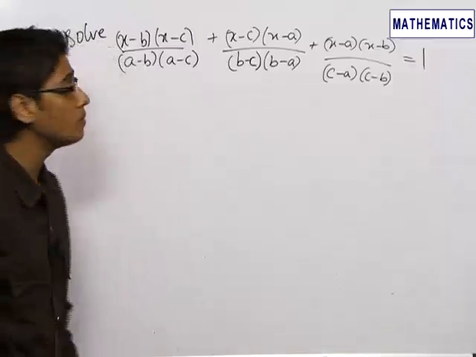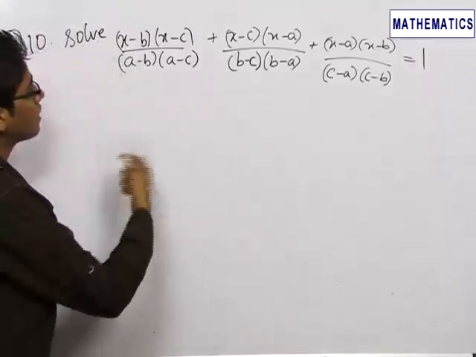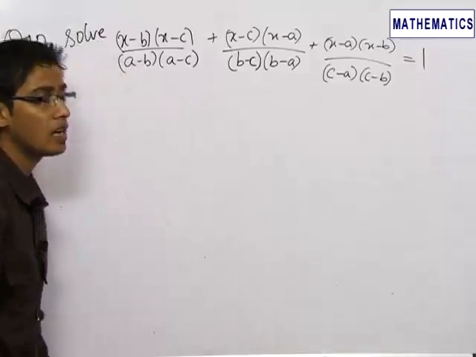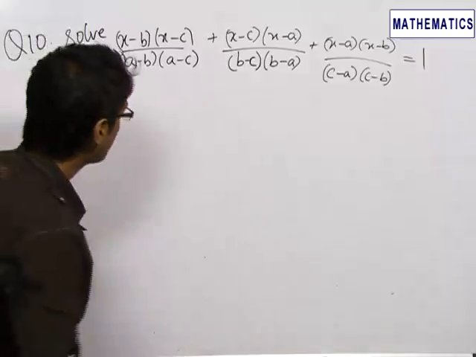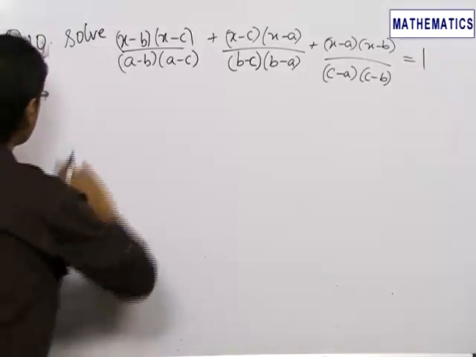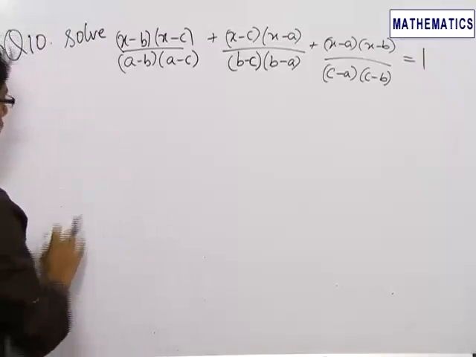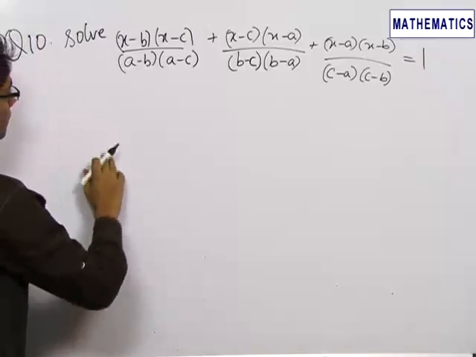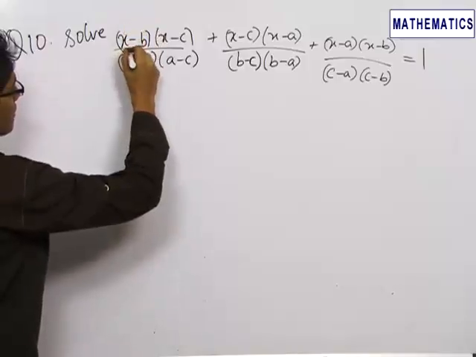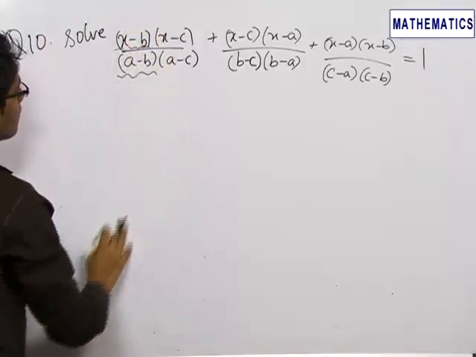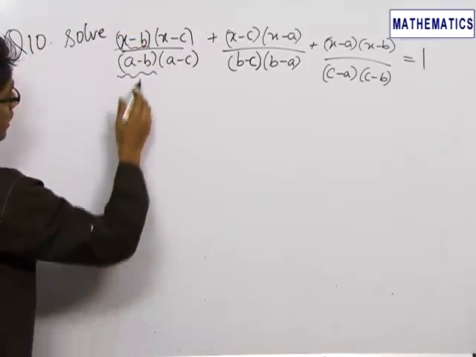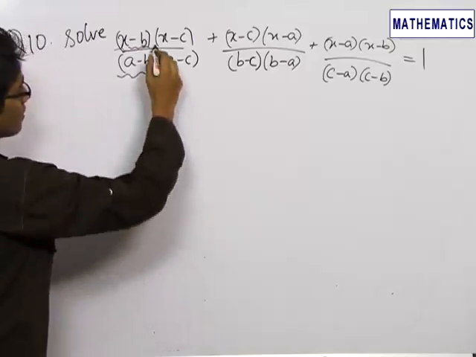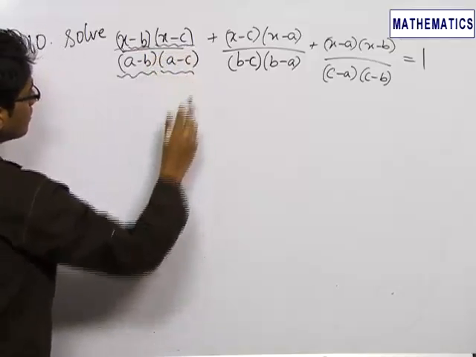Now one method can be taking the LCM, writing the x square, the x and the constant terms, and then finding the value of x. But the easier and a very interesting solution of this quadratic equation is as follows. We see there are similar types of terms in the numerator and denominator. Here there is x minus b, in the denominator there is a minus b. Here it is x minus c, here it is a minus c.